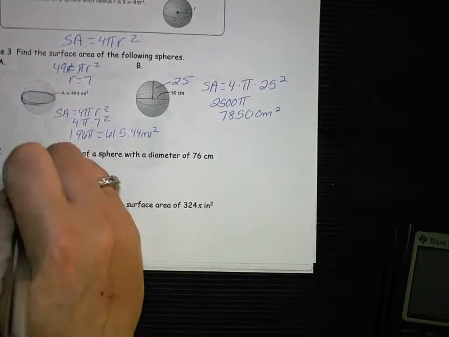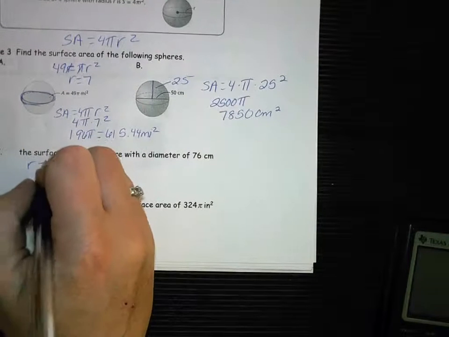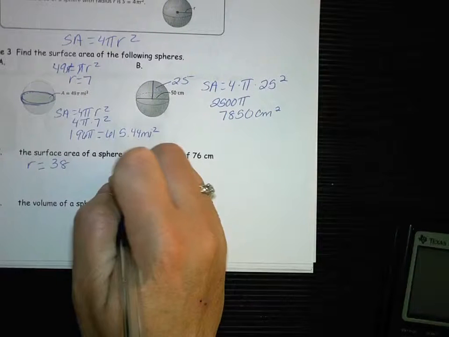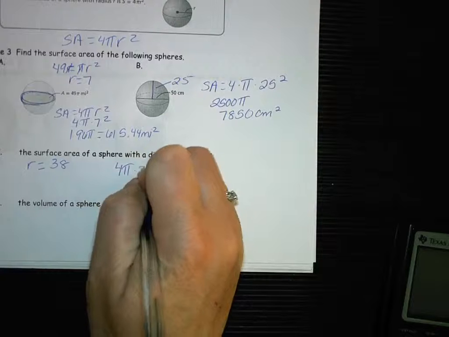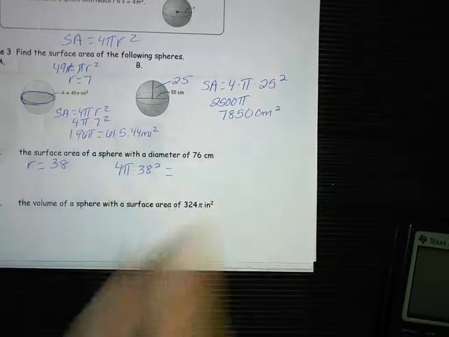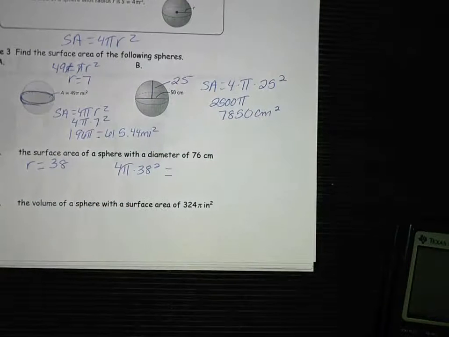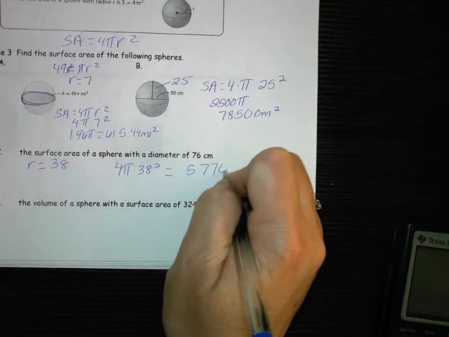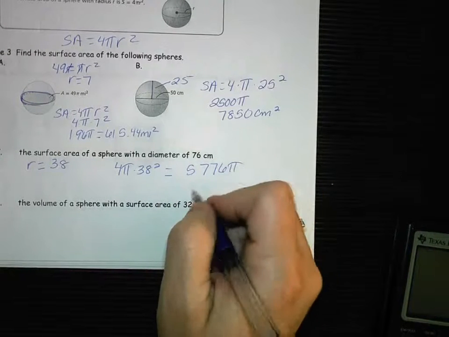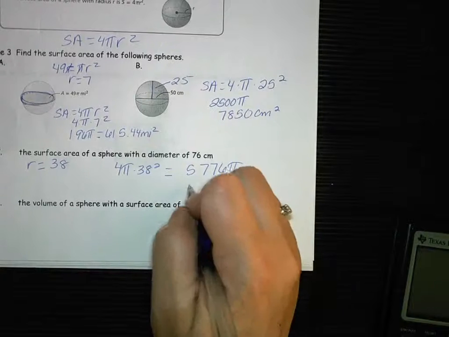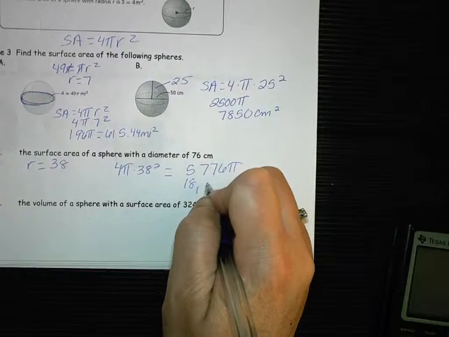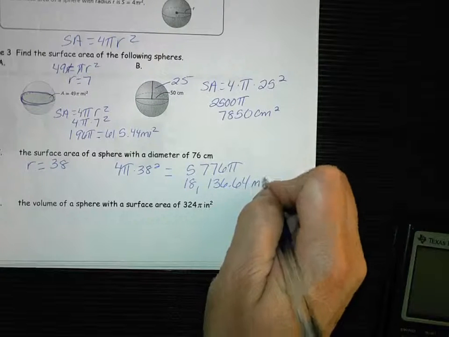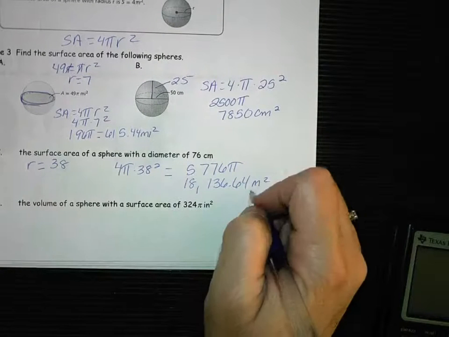Well, if the diameter is 76, your radius then is 38. So then you have 4 pi times 38 squared. Punch that into your calculator, and you get 5,776 pi, or if you multiply that out, 18,136.64 centimeters squared.